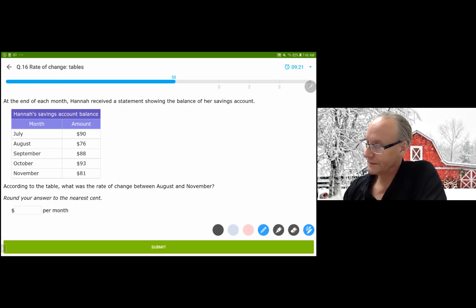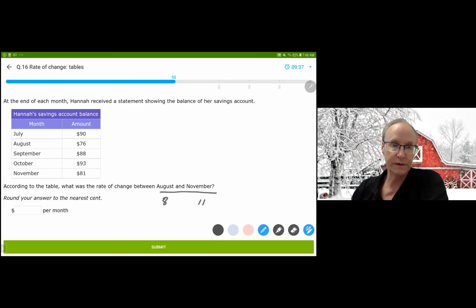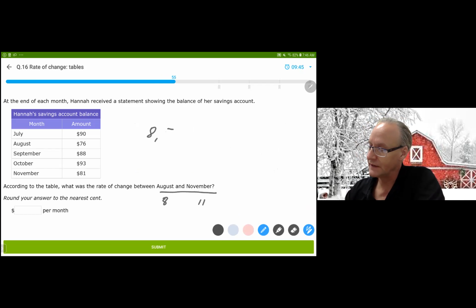All right, let's do this one a little bit quicker. August to November. In this particular case, you could use the month's number because August is the 8th month and November is the 11th month. And there are 3 months in between there. So we could use those. At the end of each month is a statement of her savings account. So we're talking about August is in month 8, she had $76. And in month 11, she had $81.